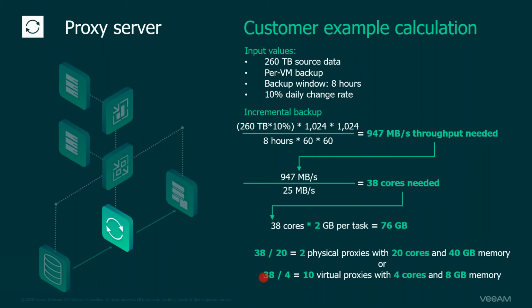So you can see here we're already saying that for incrementals, if we did the 20 cores in a physical machine, we'll only need 2 physical proxies instead of 5. And if we're going to do virtual machines, sticking with 4 cores each, we'll need 10 instead of 24. So then the question comes in, well, do I size towards full backups or do I size towards incremental backups? Well, if you're going to do an active full backup every single night, then definitely going to need to size for the full backups.